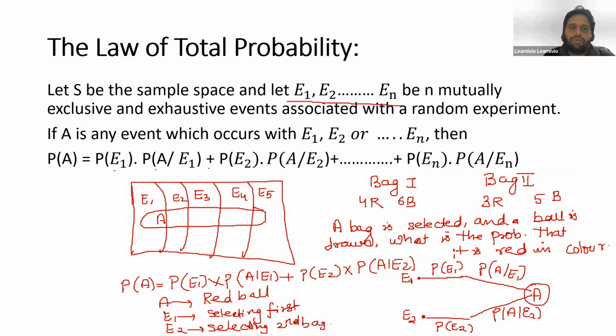Okay, so what's the theorem? The law of total probability. If A is any event which can occur with E1, E2, E3, E4, up to En, then to find P(A) you need to find P(E1) times P(A/E1), and so on. You can understand it this way: if you have to reach A, first you will select a bag, then from that bag you will select a ball. So you write all the options: select the first bag, select the second bag, and in case there are 3 or 4 bags, the same way.